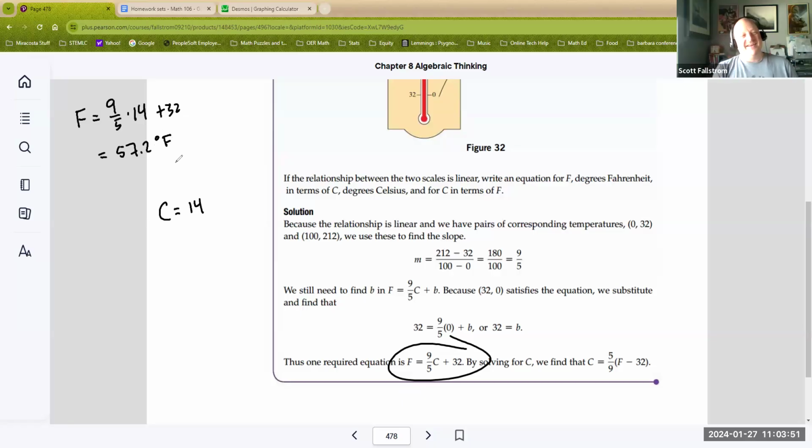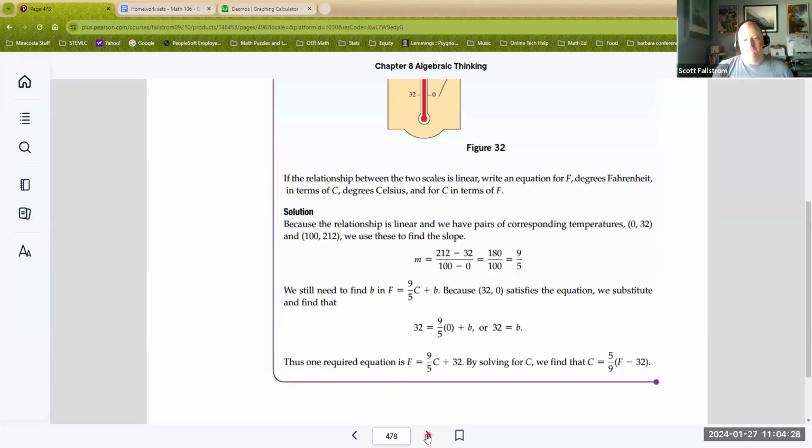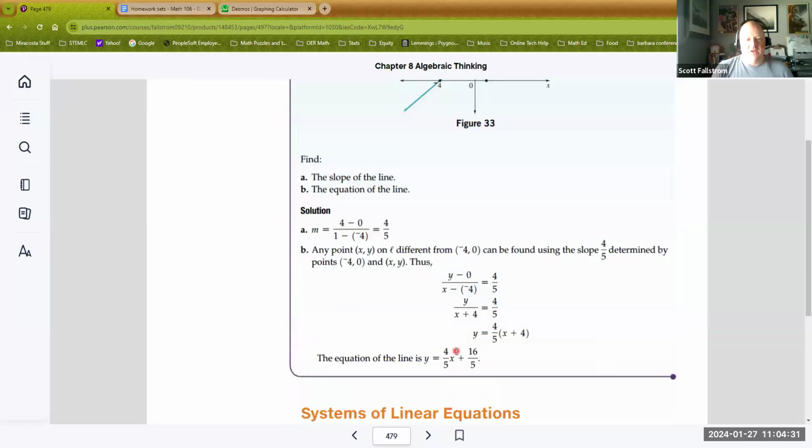You're like, okay, that's great. But what would happen if I just use my rule of thumb, right? Instead of 9/5, I just say that's approximately 2. I do 2 times 14 plus 32. 2 times 14 is 28 plus 32, and you add those together and you get 60 degrees. And really, if somebody said it's 60 degrees and somebody else said it's 57.2, you're probably going to say, yeah, it's pretty close. Okay. So again, it gets you in the ballpark. That's why we learned all that estimating stuff in all the earlier chapters. Very cool.